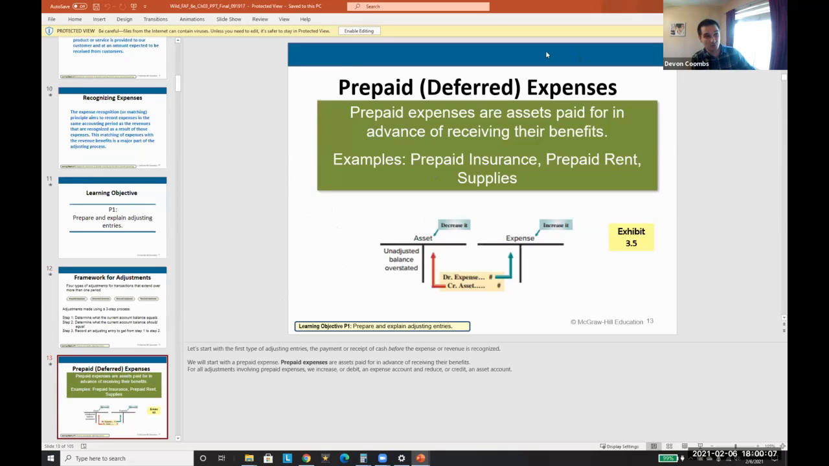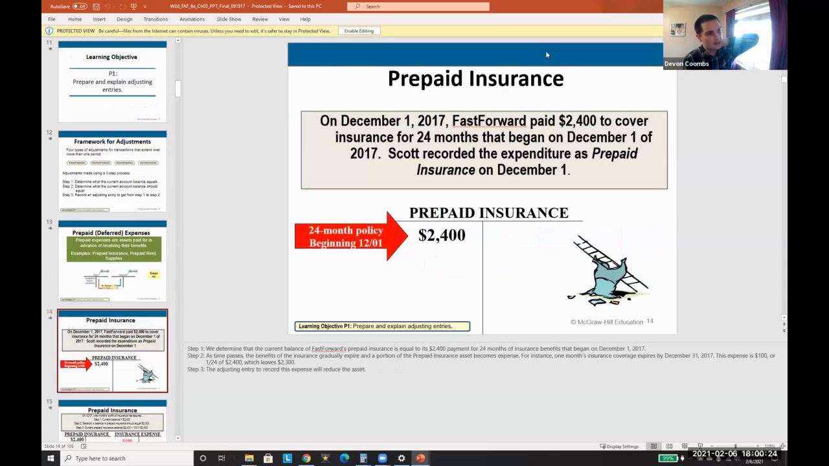So what are examples of prepaid deferred expenses? So you might have supplies, equipment, rent, prepaid insurance. Any of these prepaid items we have to handle with an adjusting entry at the end of the year or at the end of the period. Prepaid insurance is the easiest example.